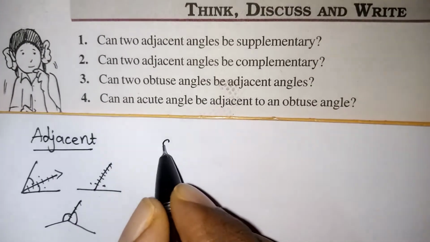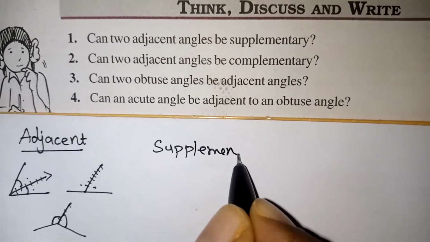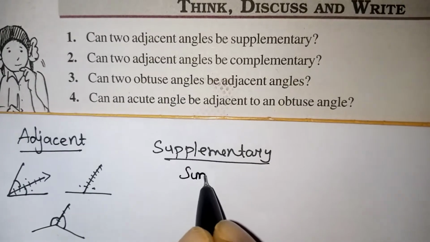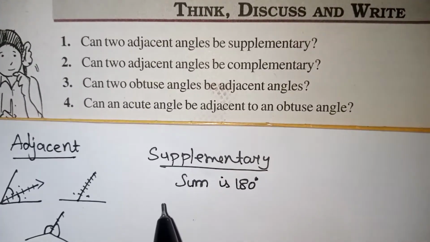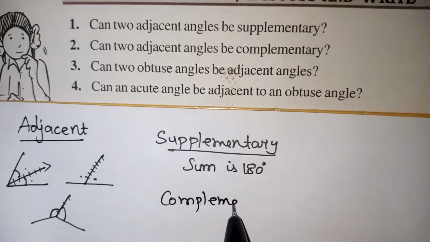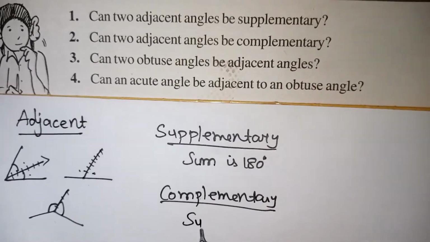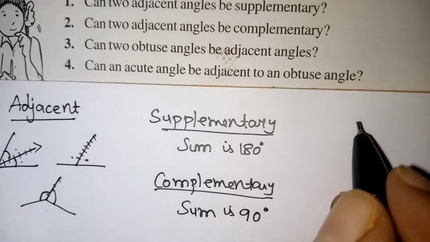So next we should know what is meant by supplementary angle. Supplementary means when you are adding two angles, that sum should come to 180 degree. Sum is 180 degree for the two angles. Then it will be called a supplementary. Then complementary. Complementary means what? Means when we are adding two angles, that addition will come to 90 degree. Sum is 90 degree is called complementary angles.